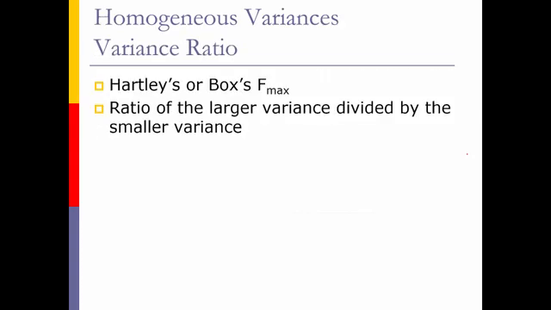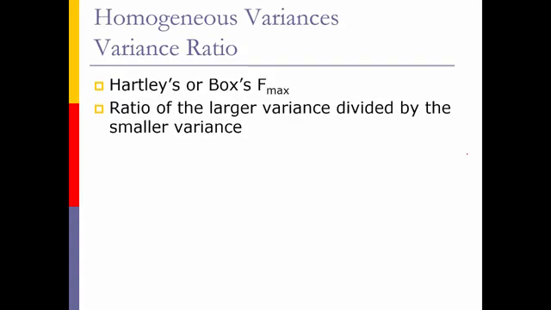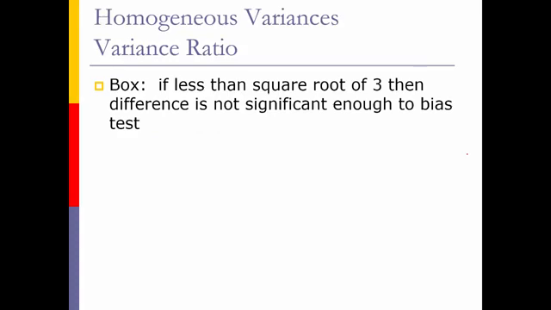All right, so what happens if we have this really, really large data set and we're still getting significant differences? We can run what's called either Hartley's or Box's F-max test, where we take the ratio of the larger variance divided by the smaller variance and compare that to the square root of 3. If the larger variance divided by the smaller variance is less than the square root of 3, then it's really not biased enough to bias the test, right? So the larger variance divided by the smaller variance has to be less than 3.